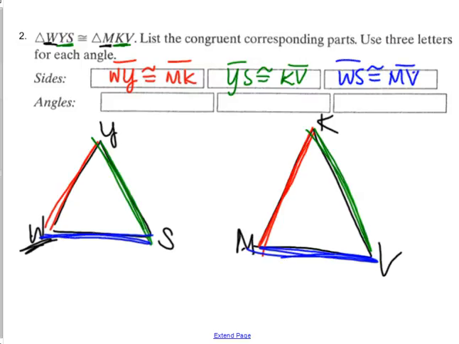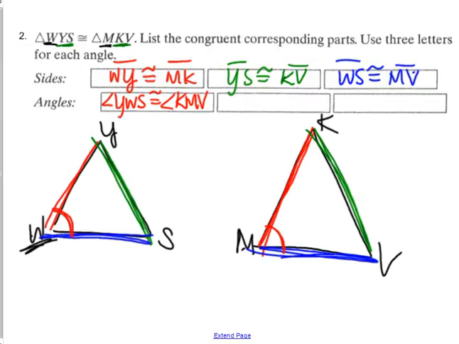All right, so then we go to the angles, and this is where you're going to have to use 3 letters. So I'm going to start with angle YWS, this one right here. Well, it's red and blue, so it's got to have the red and blue over here. So angle YWS is congruent. Now I have to use the same letters in the same position, so it's going to be angle KMV.